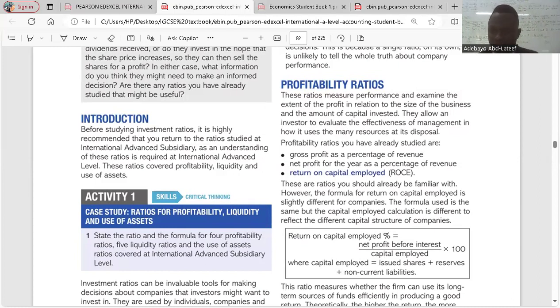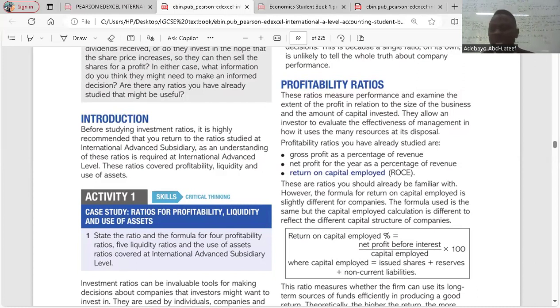So how do we calculate this? We can calculate it through the gross profit as a percentage, the net profit as a percentage, and the return on capital employed. For the gross profit margin, it is the gross profit divided by the total revenue multiplied by 100. And for the net profit, it is the net profit divided by revenue multiplied by 100.